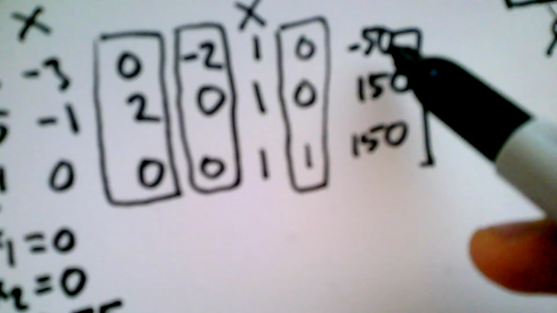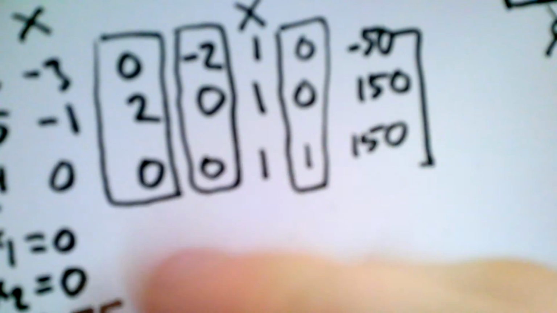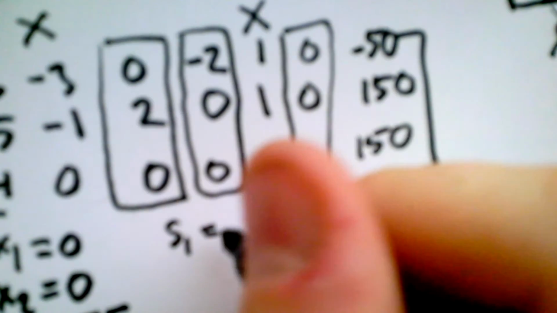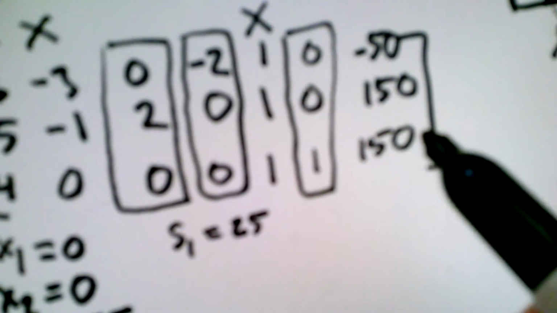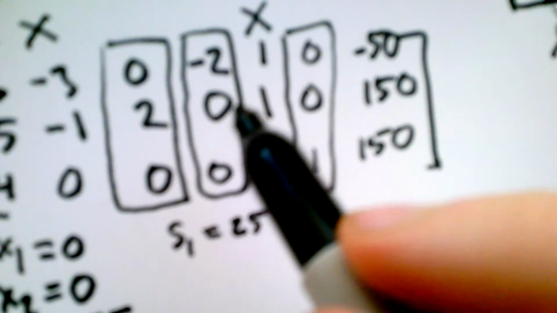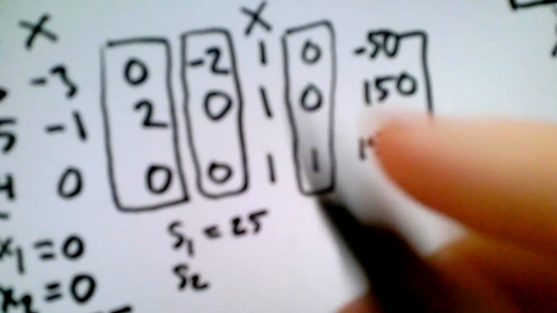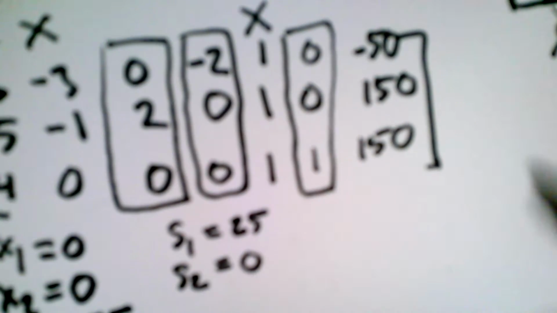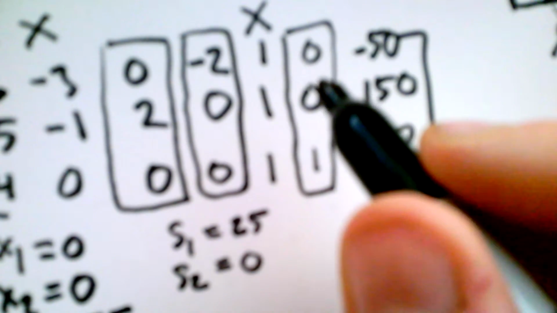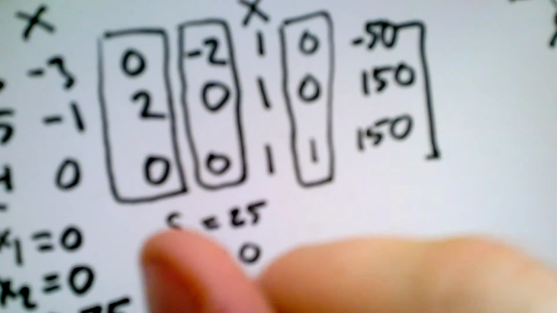So -50 over -2 will maximize my S1 column. So that's going to be 25. And then we have, this is our S2 column. And it's going to be 0. And then this is our Z column. The last one is our Z column. 150 over 1 is going to be 150.